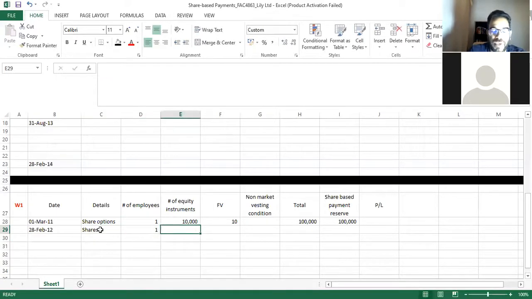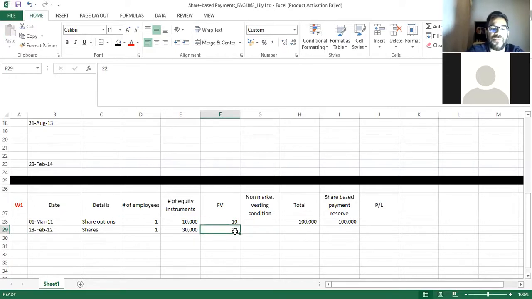It's still one employee, but how many shares does she have? 30,000. Then, if you go to that table on the scenario, the grant date fair value of the shares was 22 Rand. Okay, the grant date fair value was 22 Rand. So take note, the 10 Rand relates to the options, 1 March 2011.